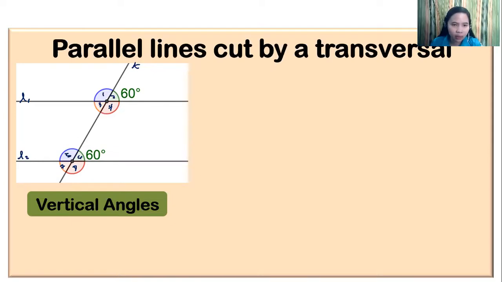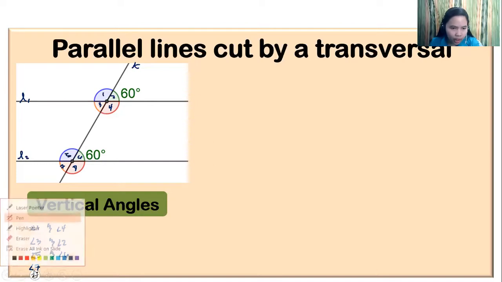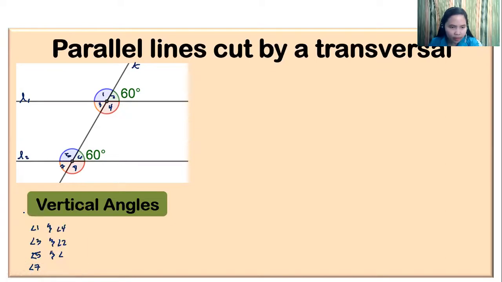Like angle 1 and 4. Angle 1 and angle 4 are vertical angles. Same with angle 3 and angle 2. They are vertical angles. Then in this part, we have angle 5 and angle 6, and then we also have angle 7. Correction, angle 5 and angle 8. So we have angle 5 and angle 8, and then we also have angle 7 and 6.